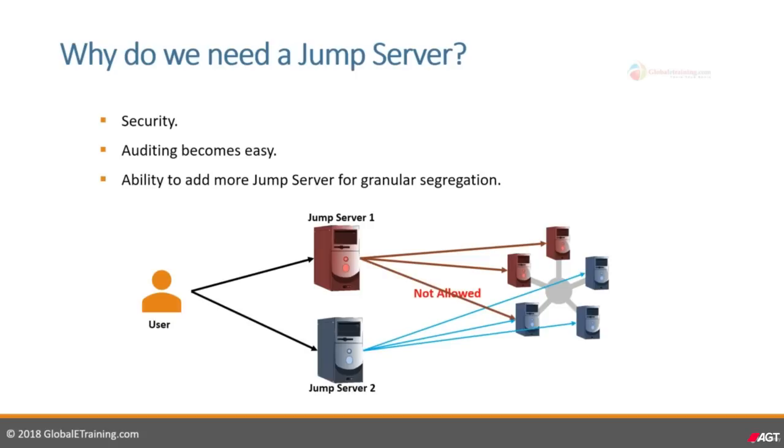Once we have the network properly configured with correct IP schema, the net effect would be that a user sitting on the jump server 1 will only be able to access the red servers on the right hand side, and the user connecting to jump server 2, which is blue, will be able to access just the blue servers and not the red servers. Let us look at some of the real-world usages of the jump server.